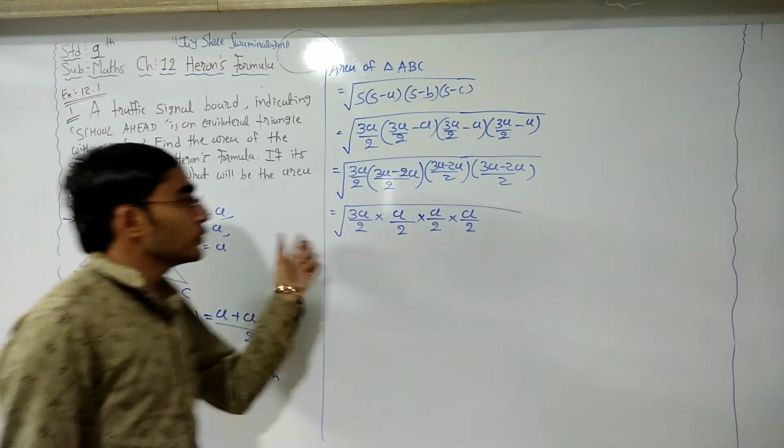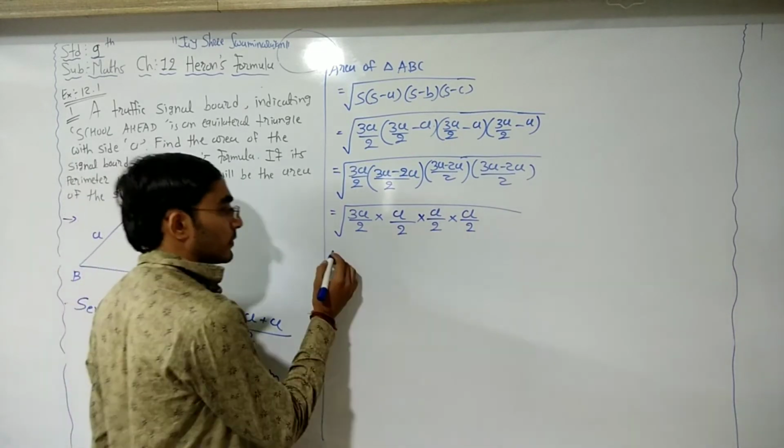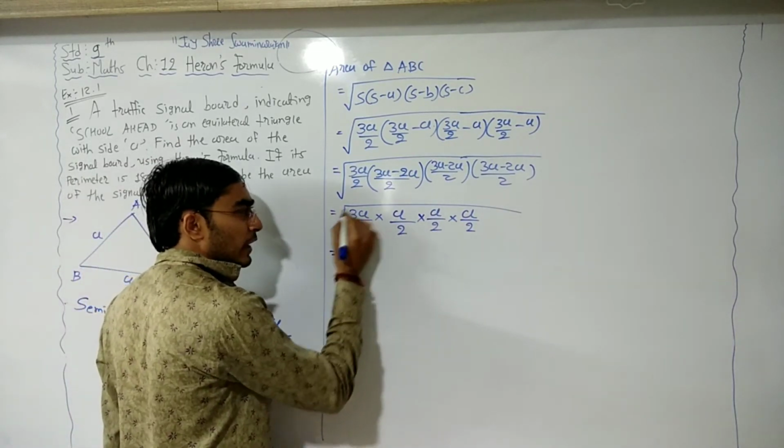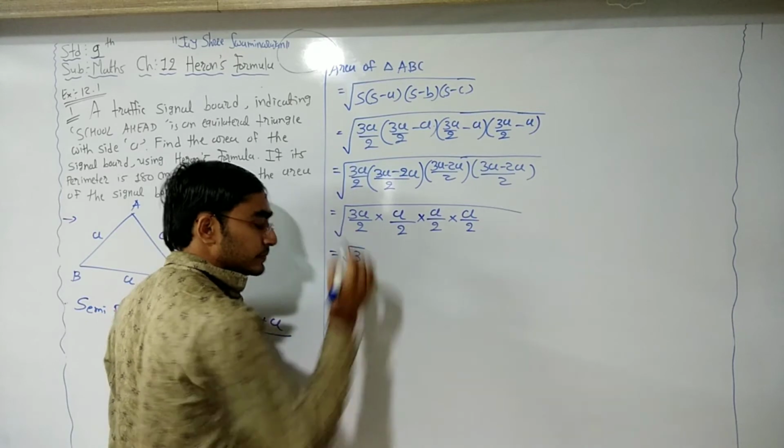Okay, now we need to find the square root. So here 3 we have only one time, so under root 3.